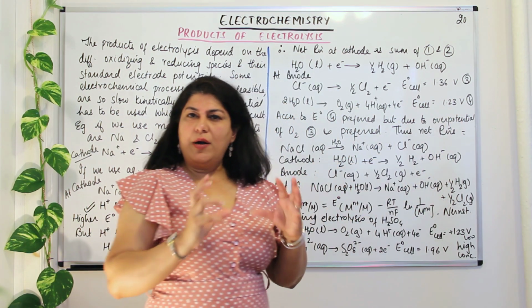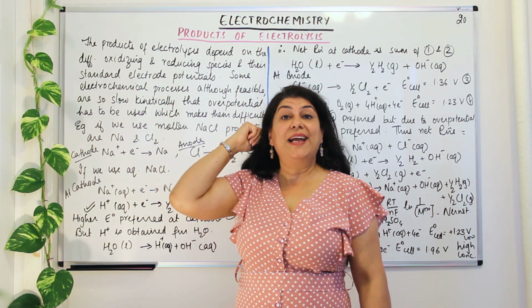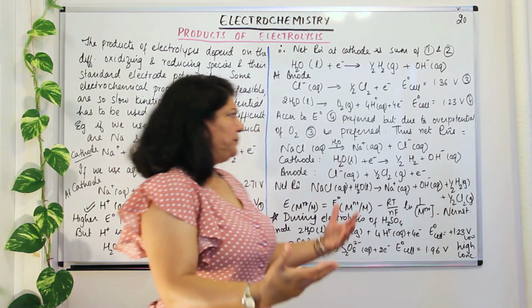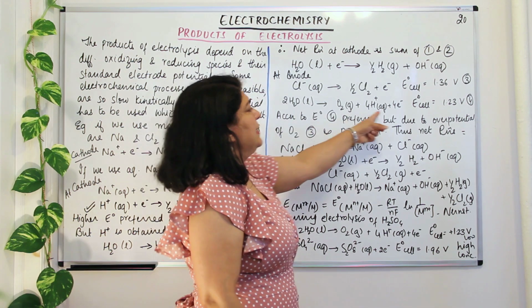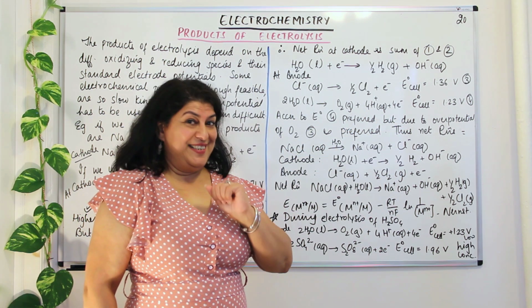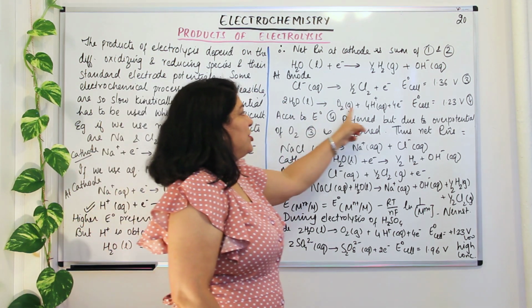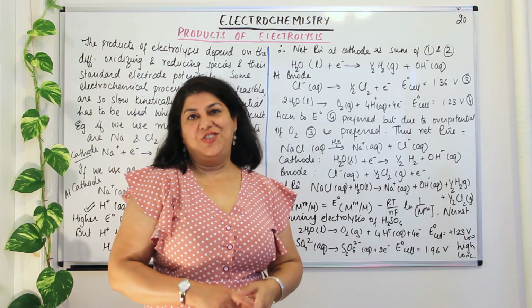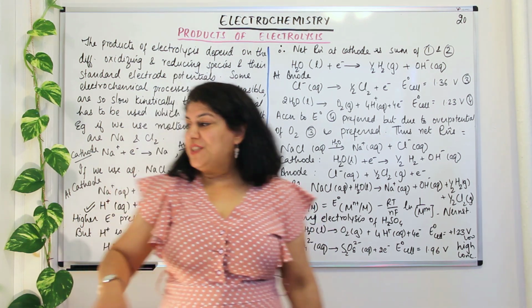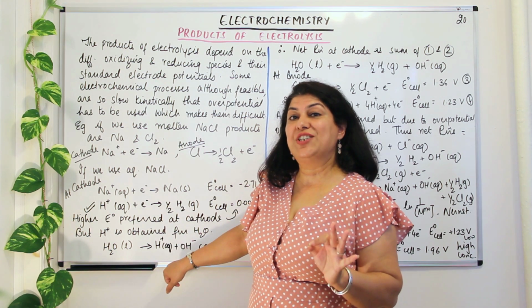So according to our logic that the standard electrode potential decides which reaction will take place, according to that logic, it is this reaction which should take place at the electrode. But there's a hitch there, that other thing. This reaction requires an overpotential. Did you see what was the natural tendency? H2O breaking down into H positive and OH negative.